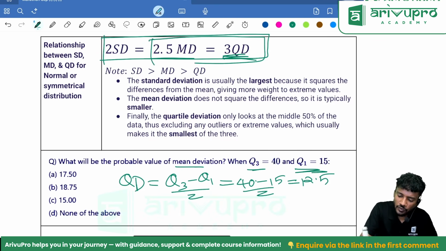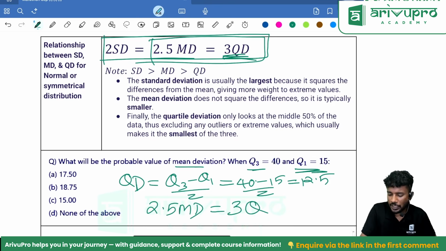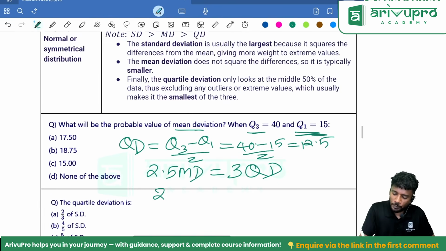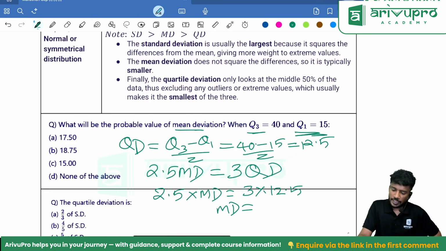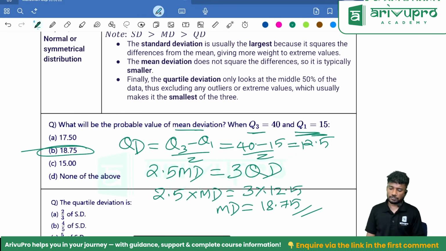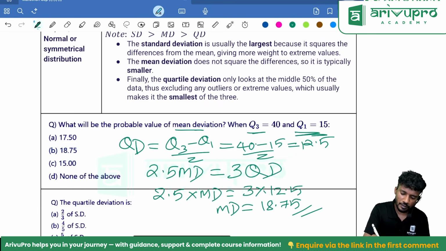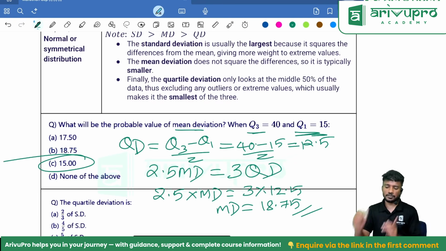Using QD and MD, which equation will we use? 2.5 MD is equal to how many QD? 3 QD. Then, 2.5 into MD is equal to 3 into 12.5. So, MD is equal to how much? 18.75? Option 15, right? Yes, 15 is the answer. 3 into 12.5 divided by 2.5.